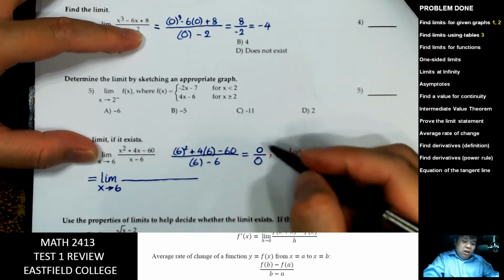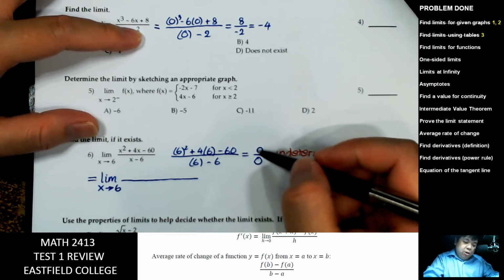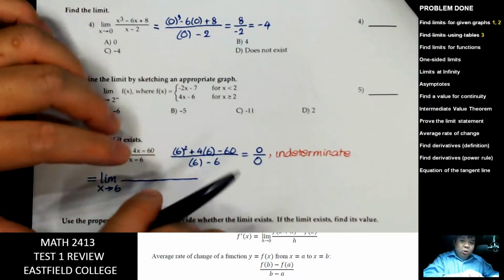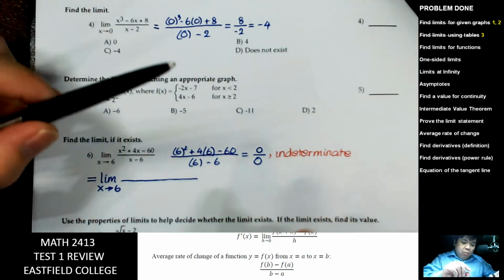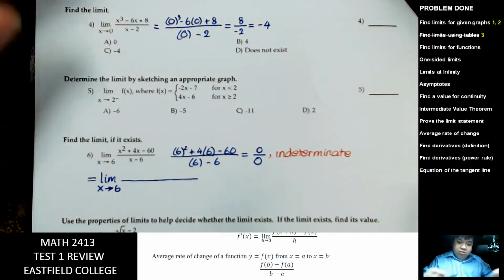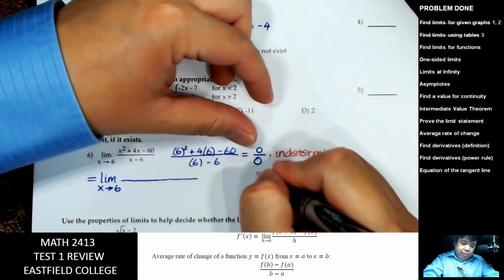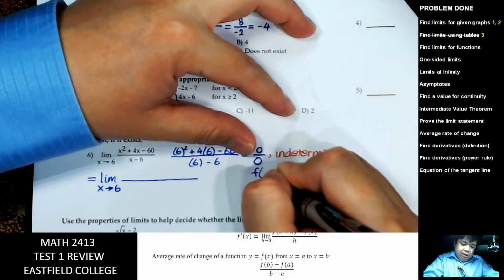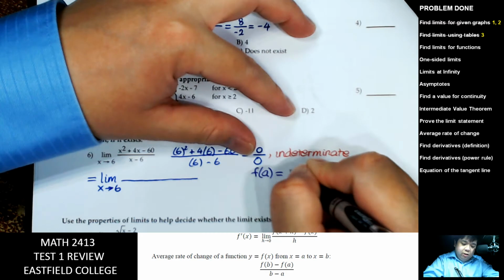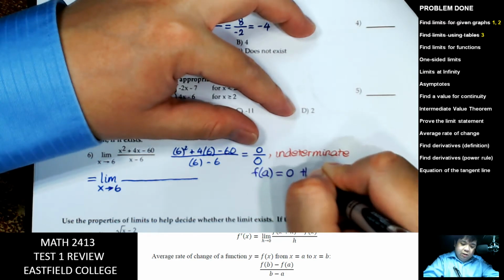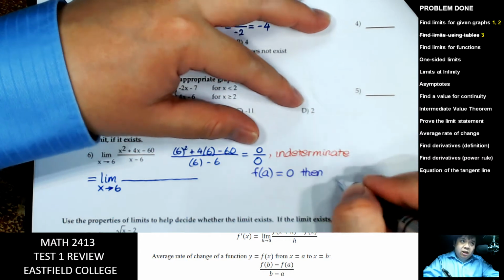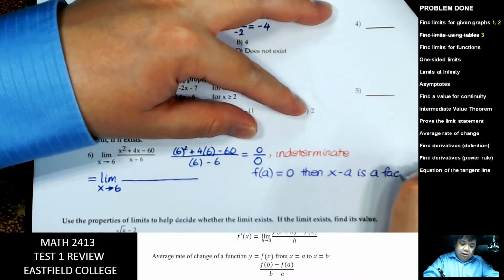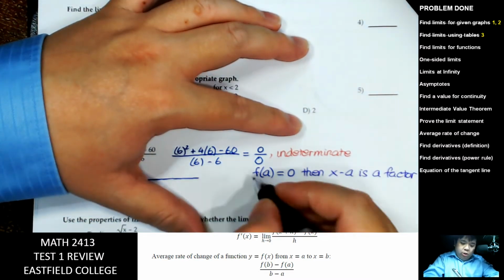Now we do know that because we have 0 when x equal to 6 on the top and 0 when x equal to 6 at the bottom, we have x minus 6 as the common factor. So this is the fact. Let me write it out. If f of a equal to 0, then x minus a is a factor. So we use this fact.